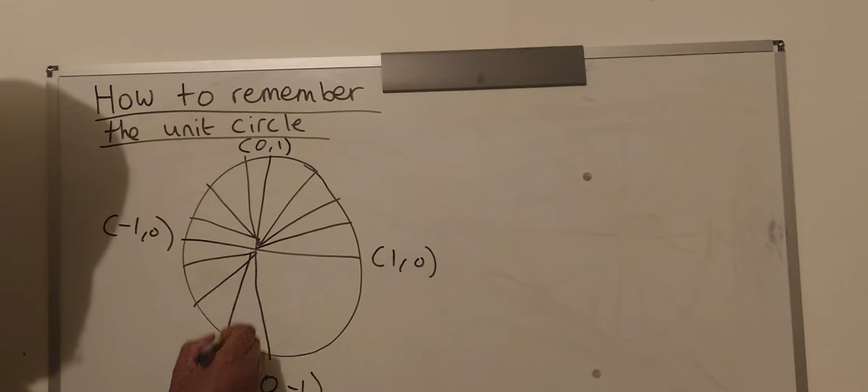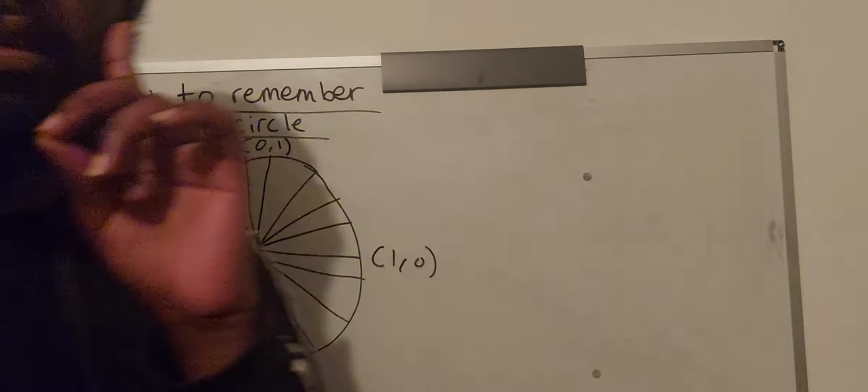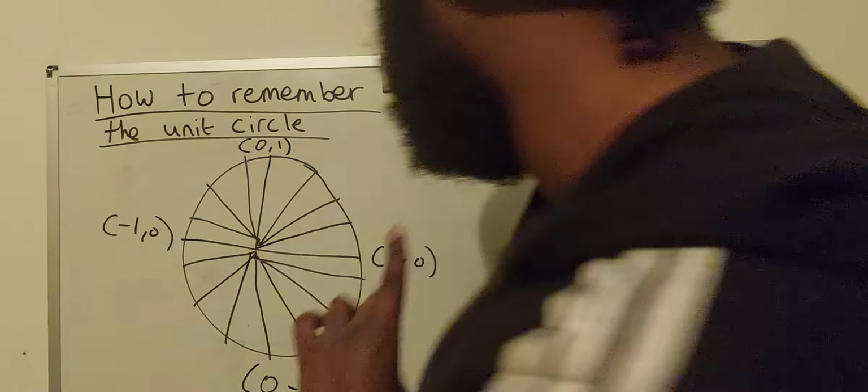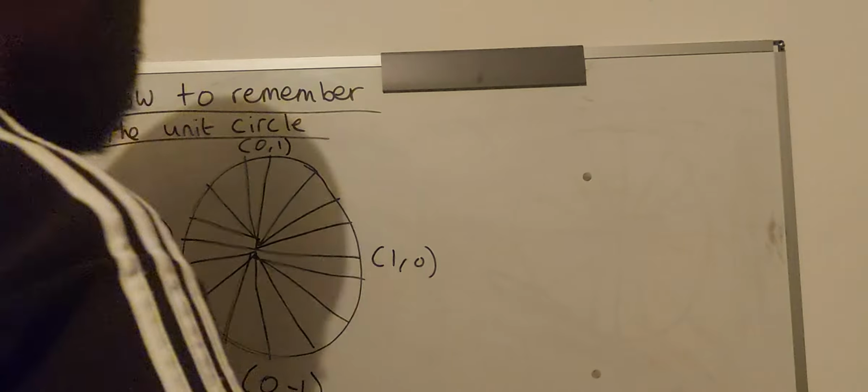Now what I want to do is find all of the radians that lie on this circle. How do I do that? It's a good thing you came to watch this video then.